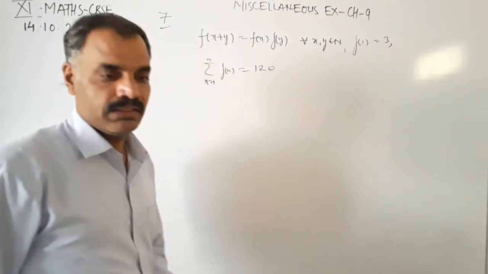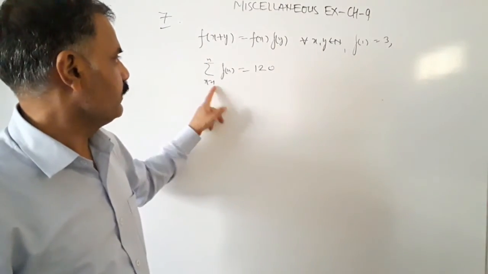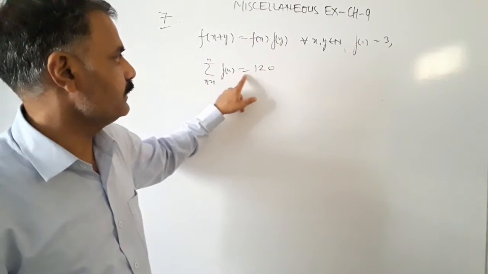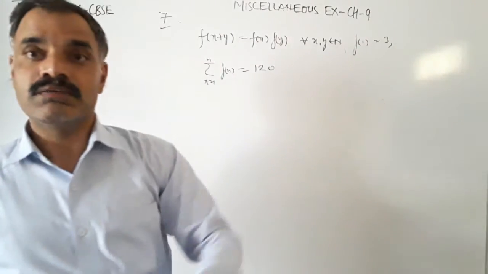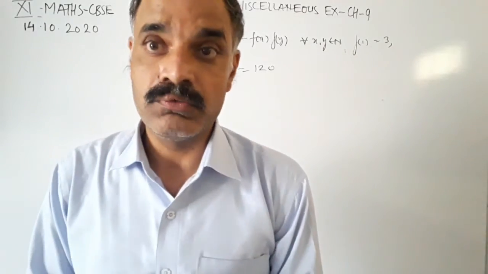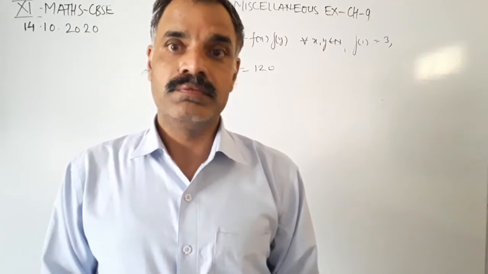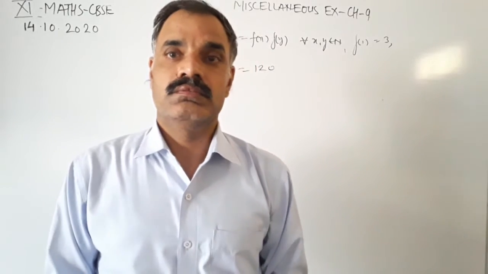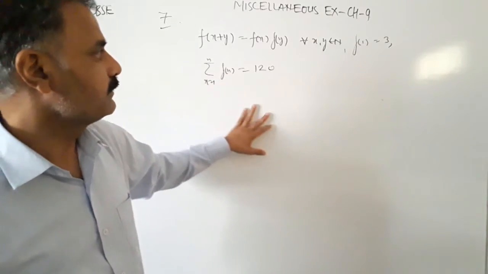Then we have to find the value of n. Summation x varies from 1 to n, function x is equal to 120. All these are given and we have to find the value of n, meaning the number of terms. So first of all we will expand this.